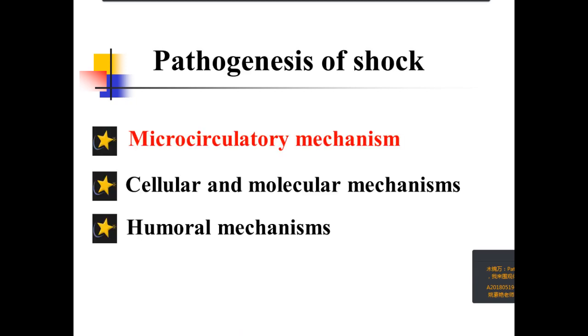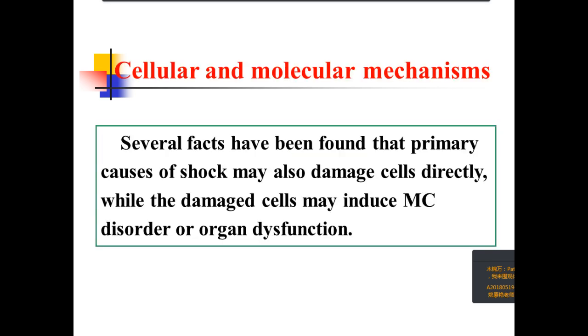It is the microcirculatory mechanism of shock. It is emphasis and difficult, you might remember. Now the next, we will learn the cellular and molecular mechanism. Several facts have been found that the primary cause of shock may also damage cells directly.